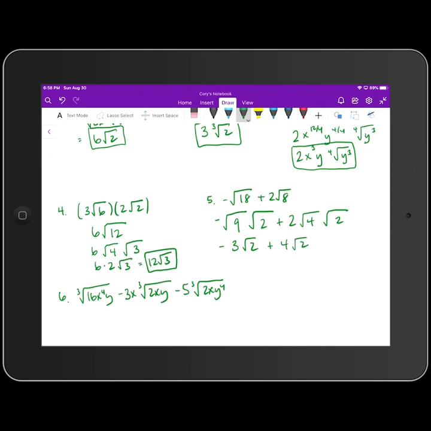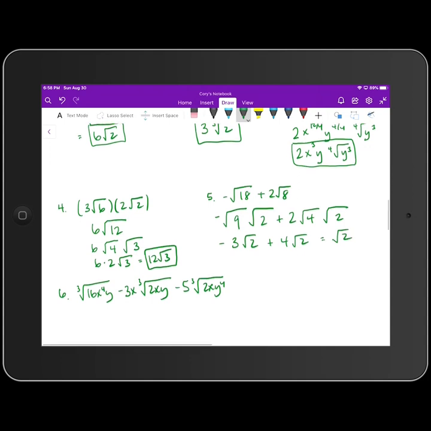And then negative 3 rad 2 plus 4 rad 2 is going to wind up becoming rad 2. And the reason that that becomes rad 2 is if I factor a rad 2 out, that leaves me with negative 3 plus 4. And negative 3 plus 4, that quantity there winds up becoming 1. So 1 rad 2 is rad 2.